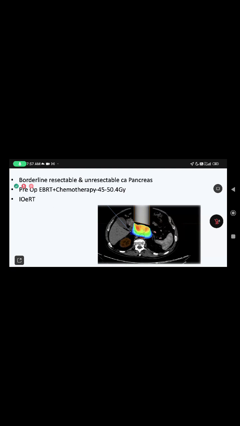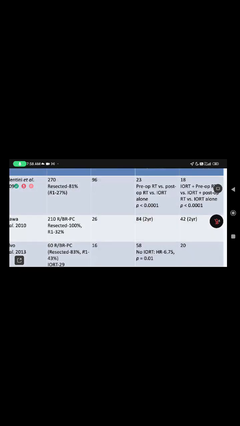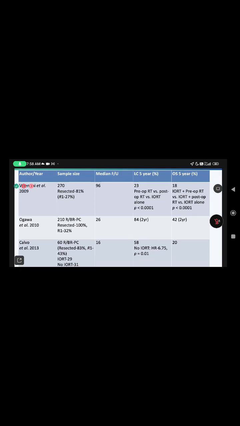So borderline resectable or unresectable pancreatic cancers treated with external beam can be treated with IOERT. Usually pre-op external beam radiation along with chemotherapy to a dose of 40 to 50 gray, followed by an IOERT boost during the surgery. Whatever the surgeon can remove, he tries to remove, and wherever there is attachment, that is R0 resection or R1 resection, even in case of R1 resection, with boosting with the IOERT, we get better local control in these tumors. So these are some of the studies where they have shown better local control with the addition of IOERT to pancreatic cancer.